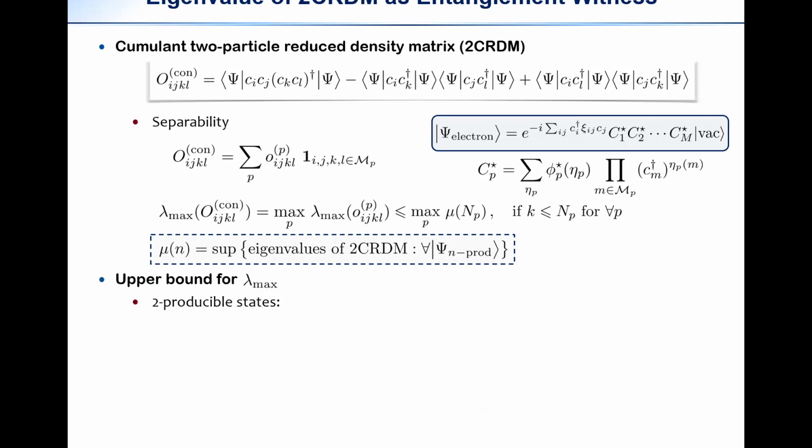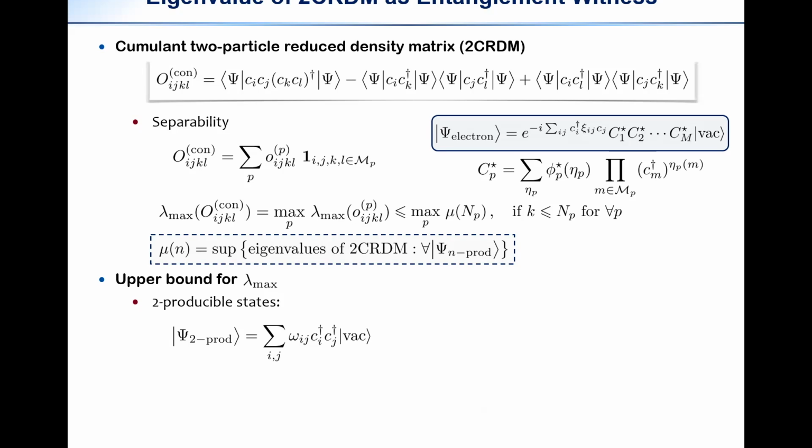So this upper bound has a nice result. For 2-producible states, it's something that has been proven by the quantum information community, Ignacio Cirac and a few colleagues. How much time do I have? Well, we've got 5 more minutes. Okay, 5 minutes. Then into questions.